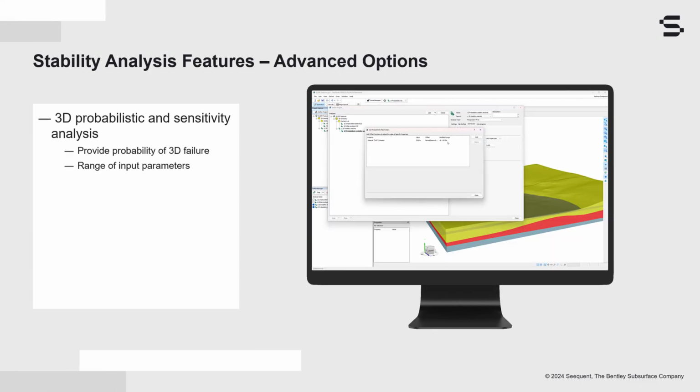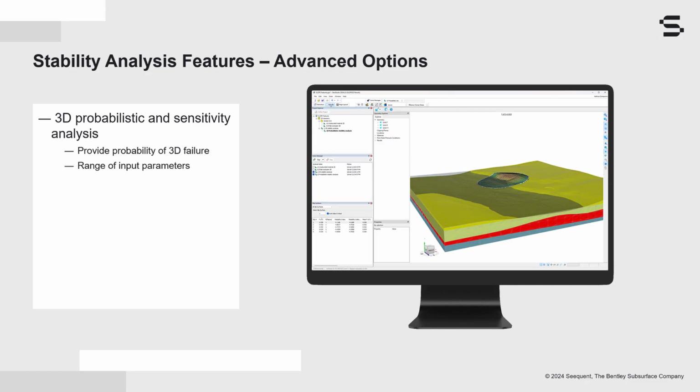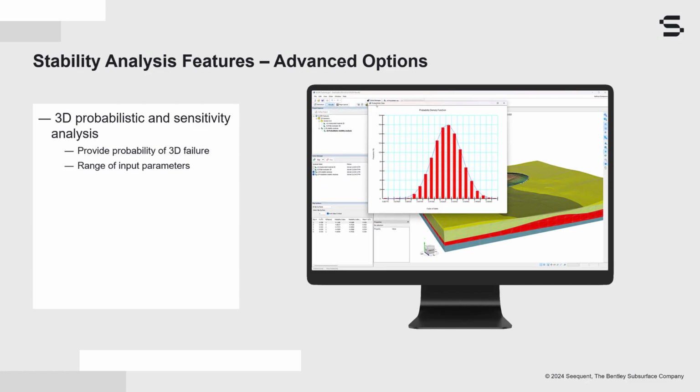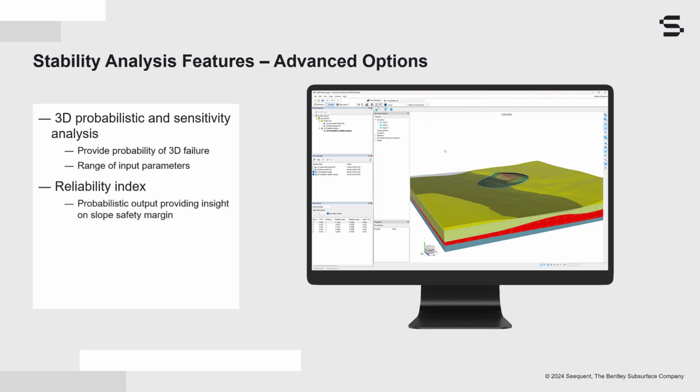The release of GeoStudio 2024.2 sees the expansion of probabilistic and sensitivity analysis into Slope3D. Probabilistic analysis enhances slope stability assessments by embracing variability, acknowledging geological uncertainties, and providing a more comprehensive understanding of the probability of failure. The sensitivity analysis functionality provides an efficient way to investigate the parameters with the greatest influence on 3D stability. Those conducting a probabilistic analysis in SlopeW or Slope3D may now determine the reliability index.